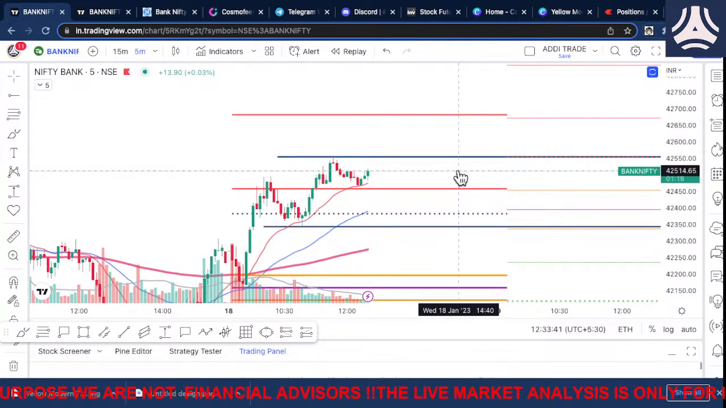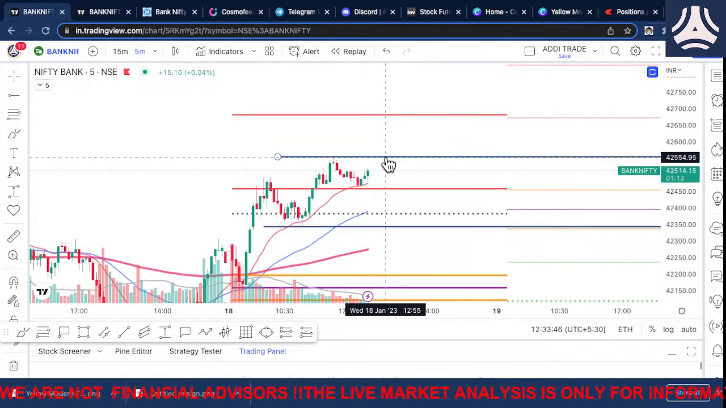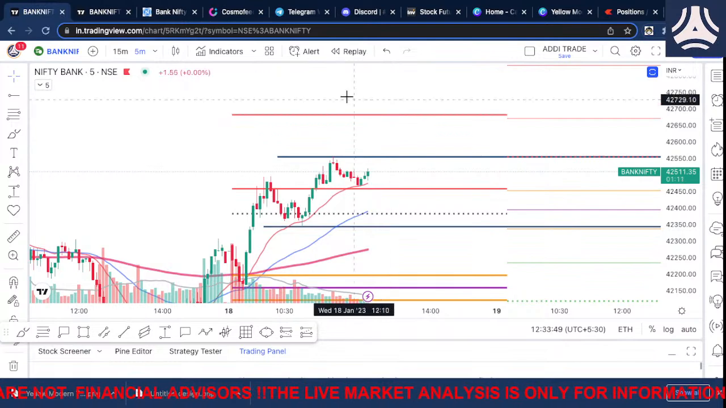So let's just see what happened. There is some up move coming here. Probably if this breaks, we can take a short scalp until this resistance zone.